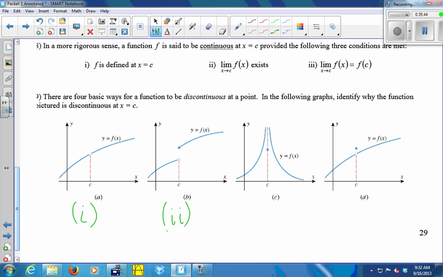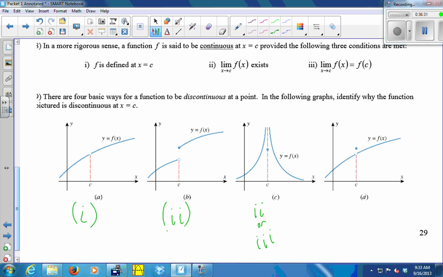For part C, is the function defined at x equals c? Yeah. Does the limit exist? Depends on the textbook you're looking at. Some textbooks would say that the limit is infinity. Some textbooks say that infinite limits are in the does not exist category. But either way, does the limit equal the function value? No. So we could say 2 or 3 here are the reason for failure, depending on if you call infinite limits existing or not.